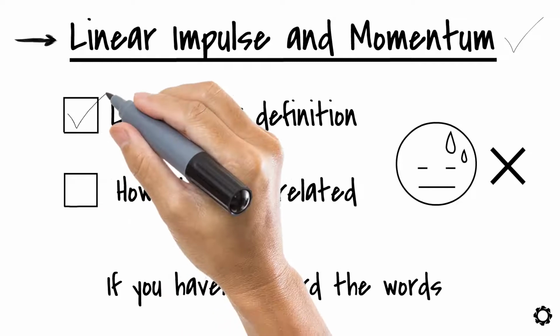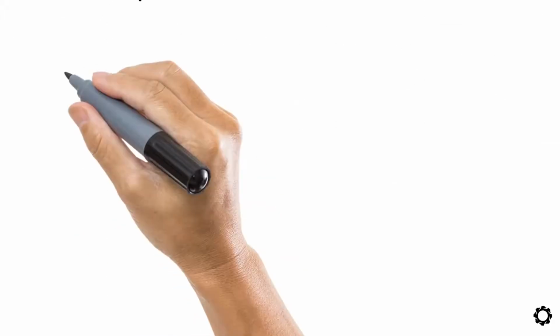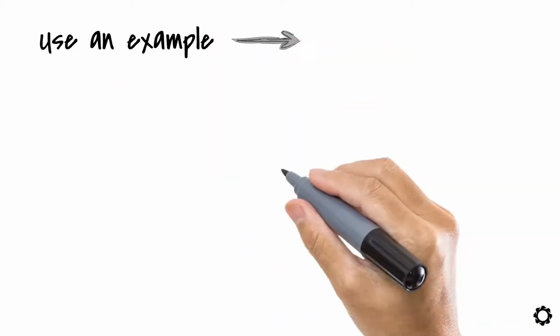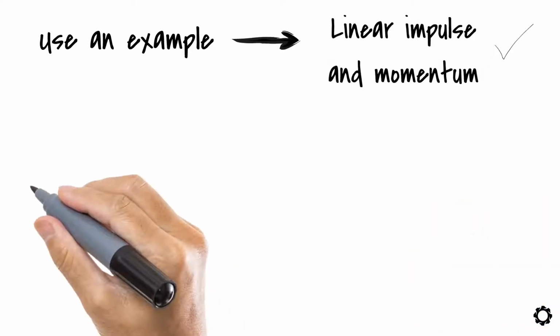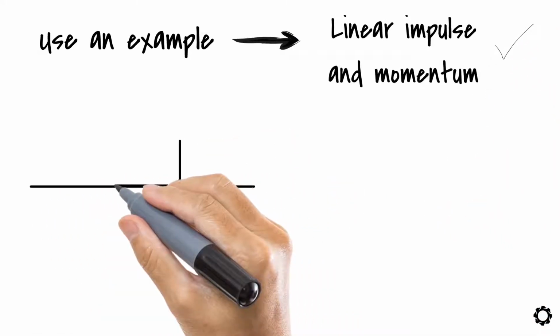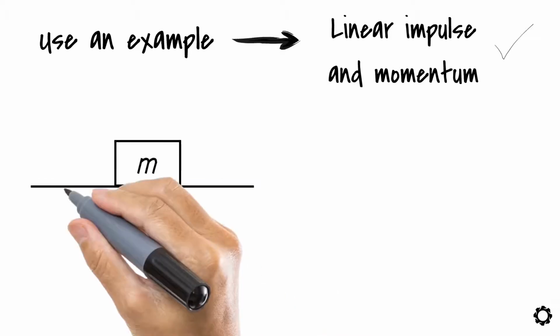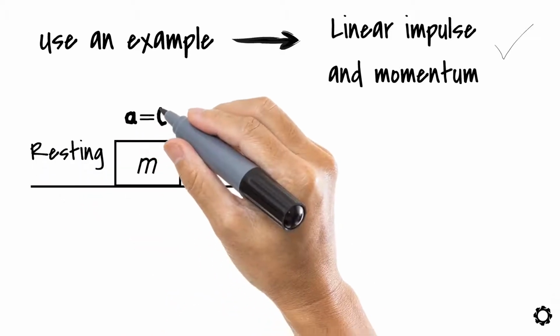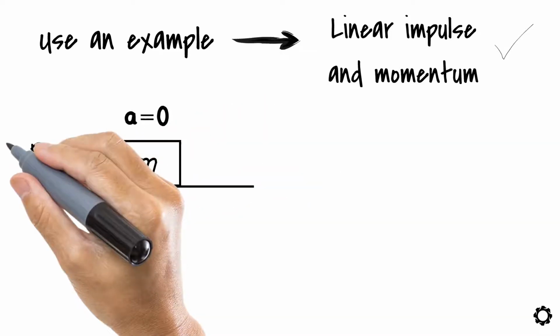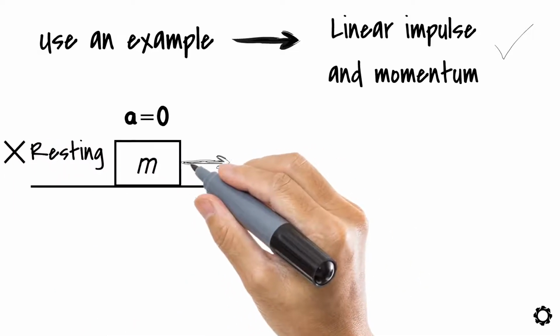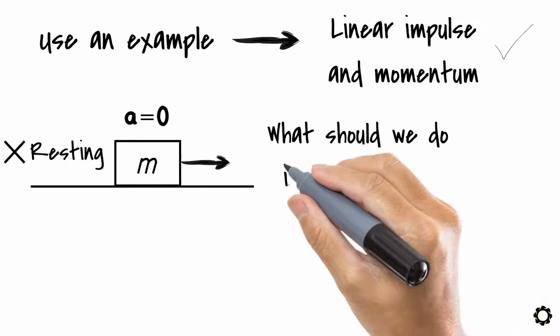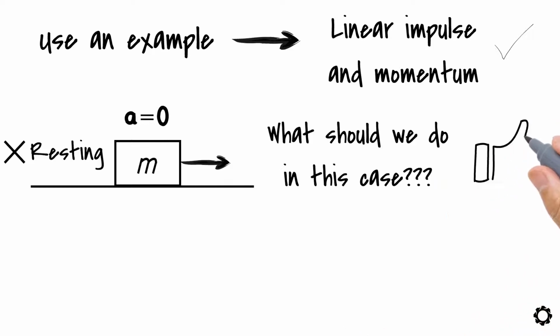To understand their meaning and their relation, it's better if we use an example to help us understand this concept well. Think about if we want to have a box which is resting on the ground. Because it's resting, it wouldn't have any motion naturally. However, we don't want it to be resting but moving instead. So what should we do in this case? Yes, you guessed it right.